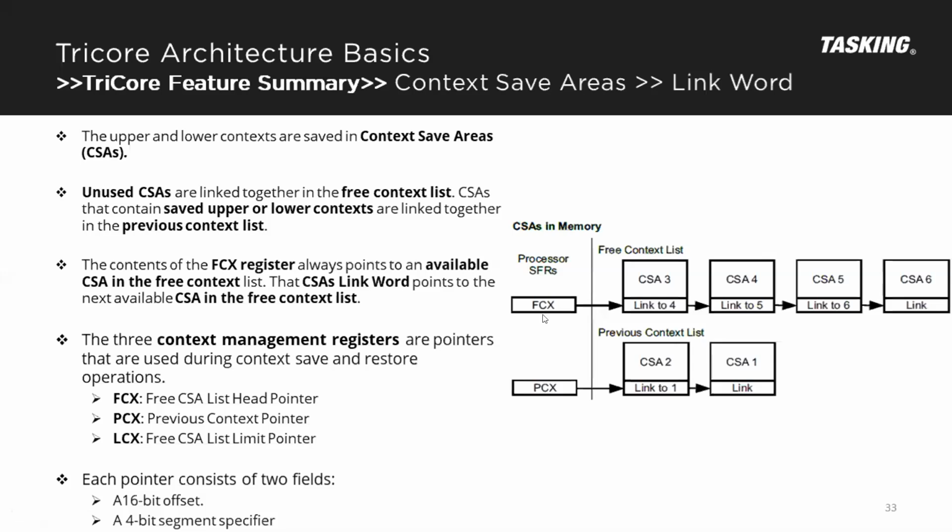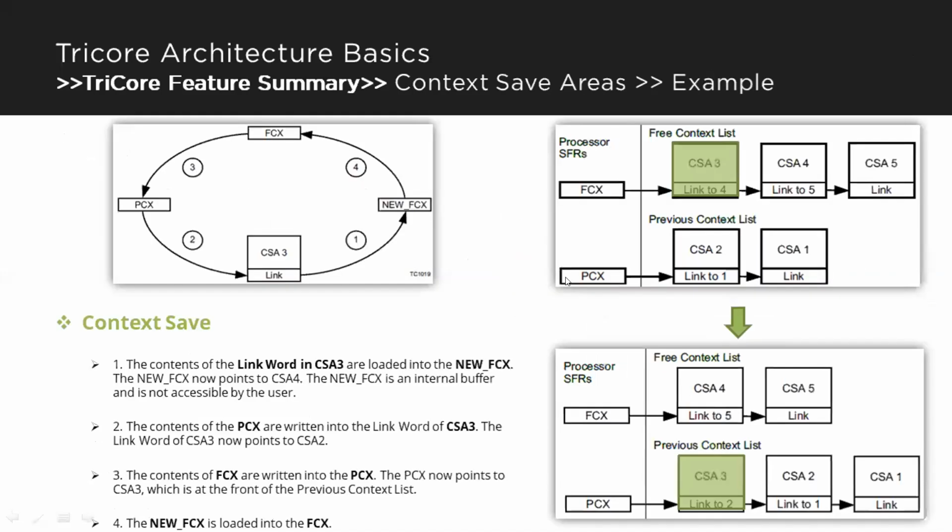All right, and for every address here, as you can see, FCX or PCX or the links to any of the CSAs, you will find a 16-bit offset and a 4-bit segment in order to select the segment and then select the offset. This is an example to illustrate how it works in a better way.